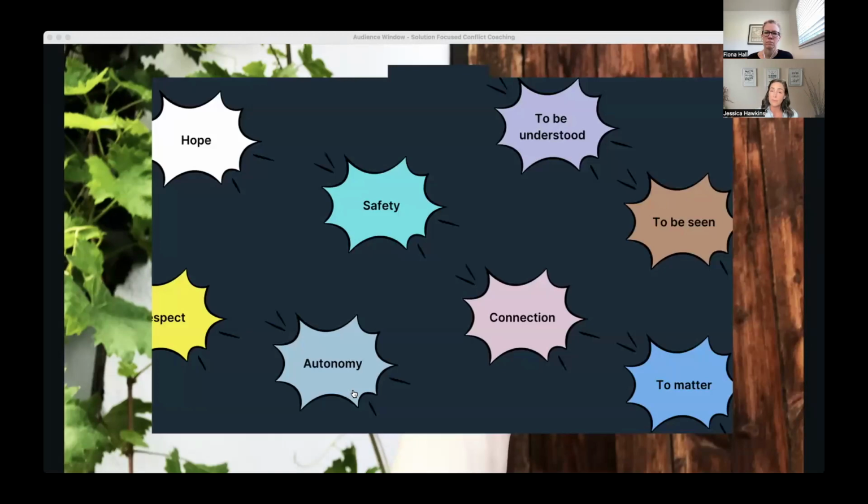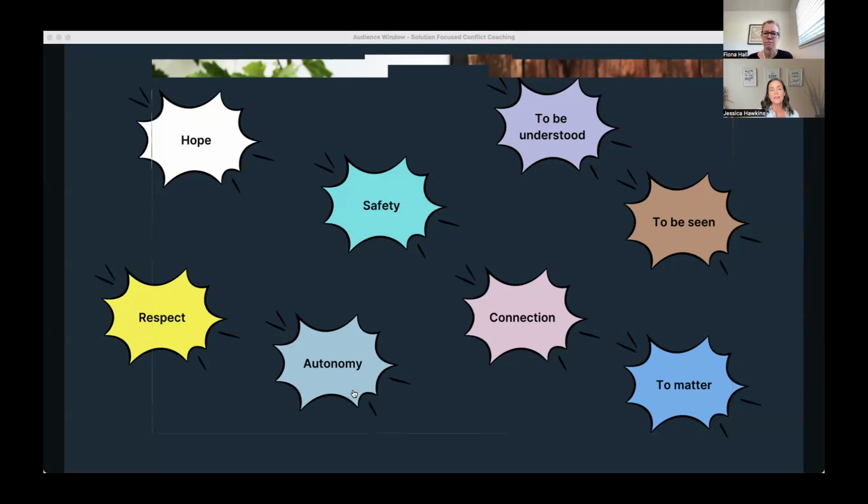And what I hear people want, the clients that come to me, is that they want hope. Hope has got to be the number one thing I hear people say. Usually it comes out in the form of, I just can't see how this will ever get better. Usually it comes out in the form of hopelessness. But what I hear they really want is some hope, some respect, autonomy, connection, to matter, to be seen, to be understood.